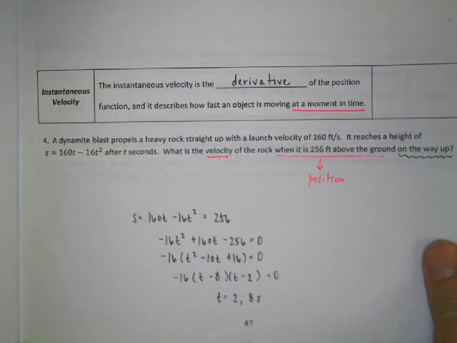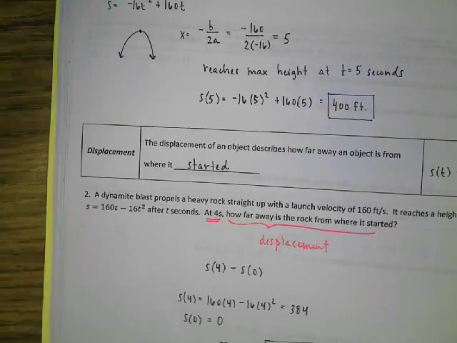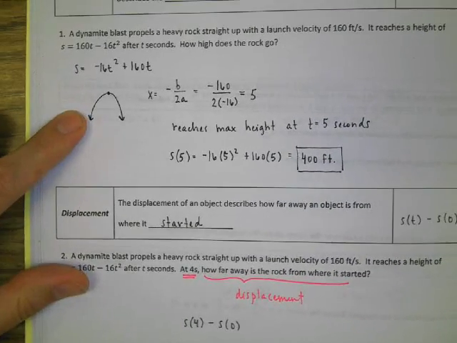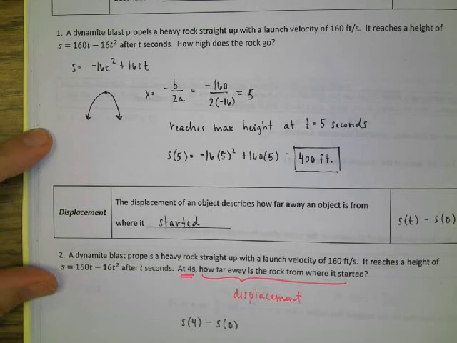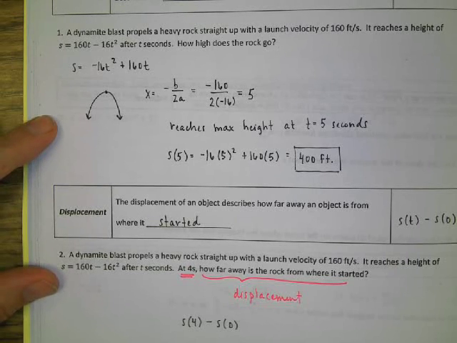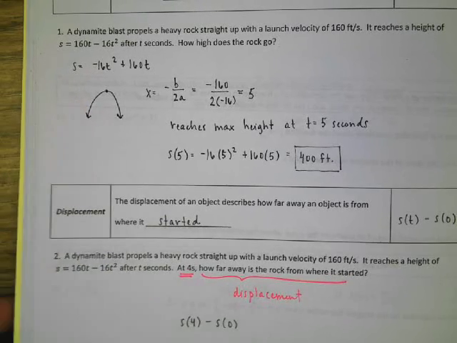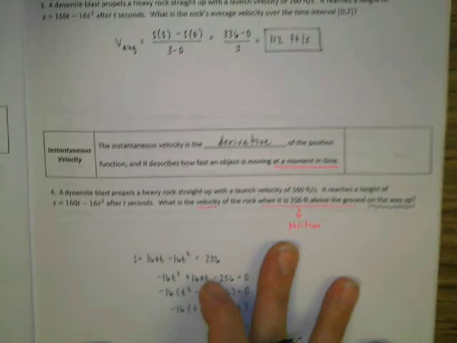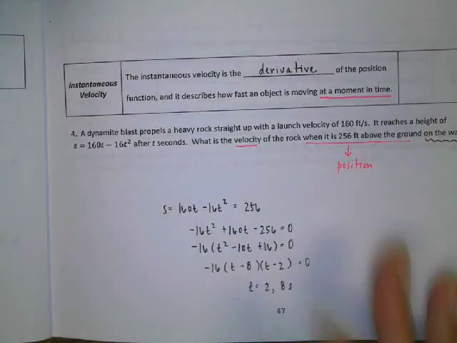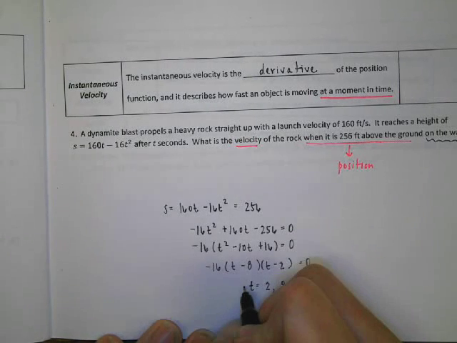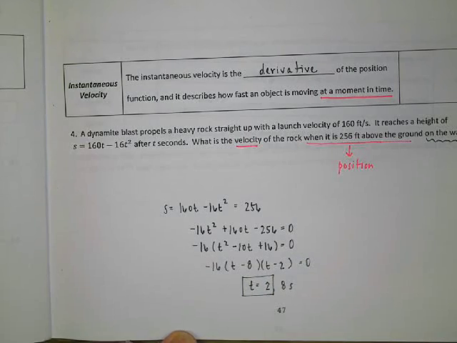Well, if we look back for a minute, we said over here in problem 1 that the rock reached its maximum height at time equals 5 seconds. So that tells me at time 2 seconds it was on its way up, and 8 seconds it was on its way down. So for our purposes, we're just concerned about that velocity at time equals 2 seconds, because that's when it's on the way up.